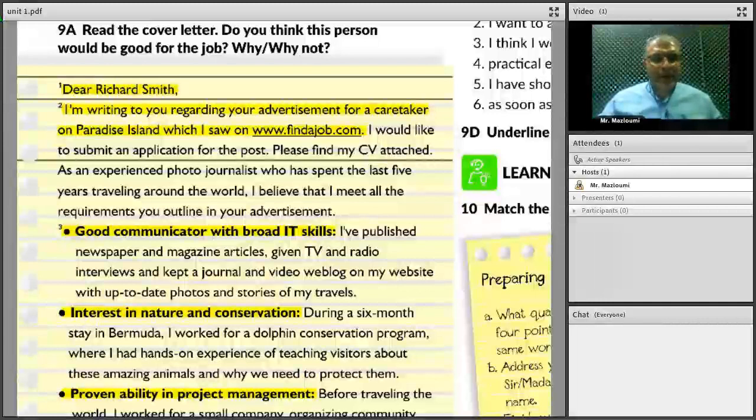As an experienced photojournalist who has spent the last 5 years traveling around the world, I believe that I meet all the requirements you outline in your advertisement. So, the applicant, the writer of this letter, is an experienced photojournalist. He has spent the last 5 years traveling around the world, and according to him, he has enough qualifications and skills that they have outlined, they have described in the advertisement. So he thinks he's the right person for the job.